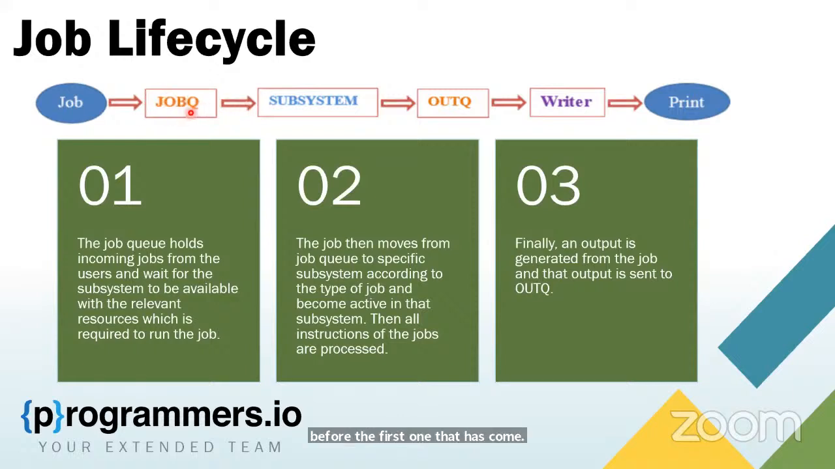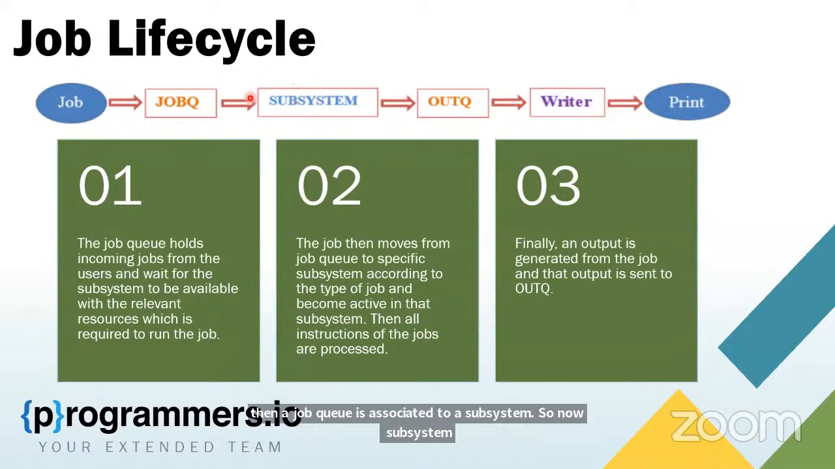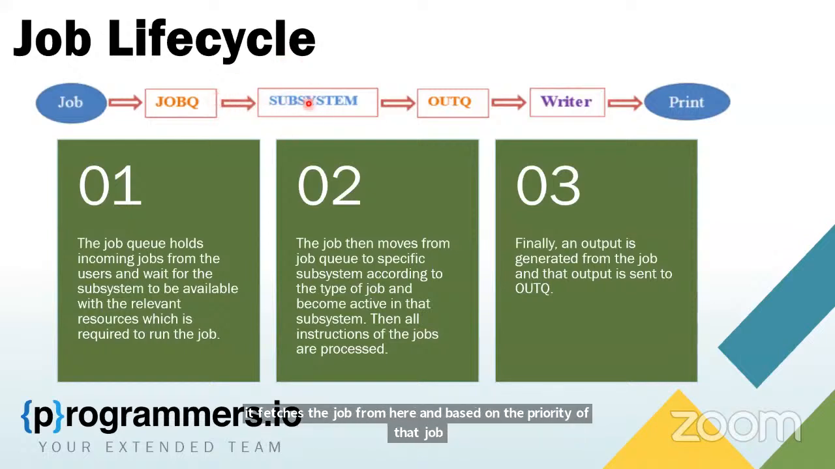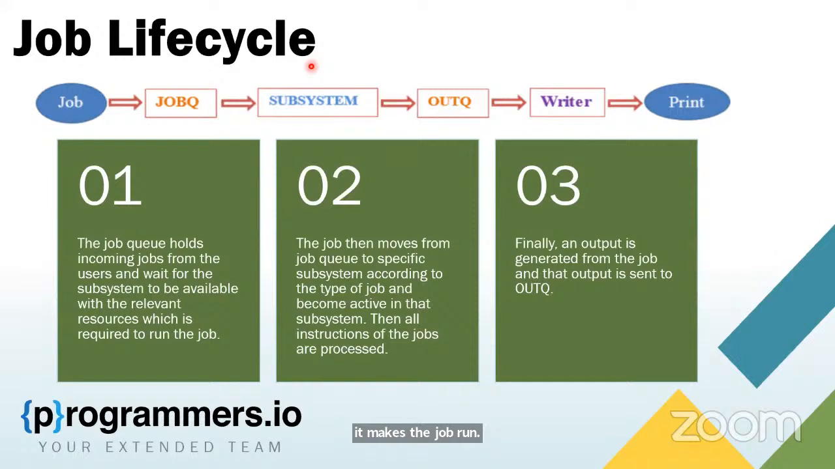And then a job queue is associated with a subsystem. So now the subsystem will be running, right? We have specified the job queue priority, and how the subsystem has to execute, in the subsystem description. So it fetches the job from here, and based on the priority of that job, it makes the job run. When the job executes, it produces some output which goes into the output queue.